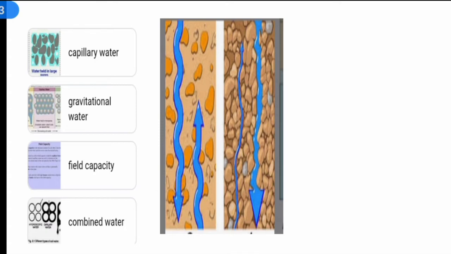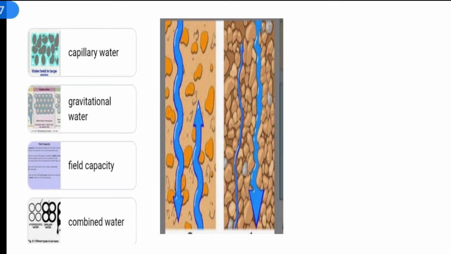First, I'll start with the gravitational water, where you can see the arrow moving downwards. That is obeying the gravitational pull, or what we call the force of gravity. The water at the topsoil will definitely go down. That water will never be available for plant use. So in your textbook, they call it unavailable water, because it never makes itself available for plant use.